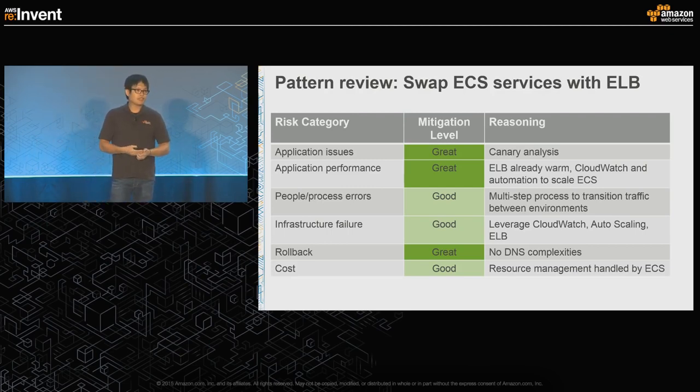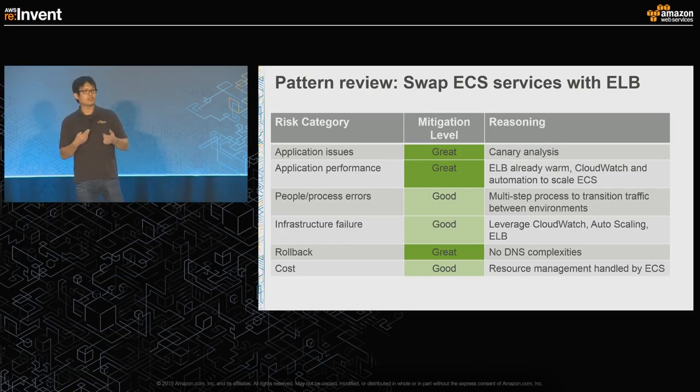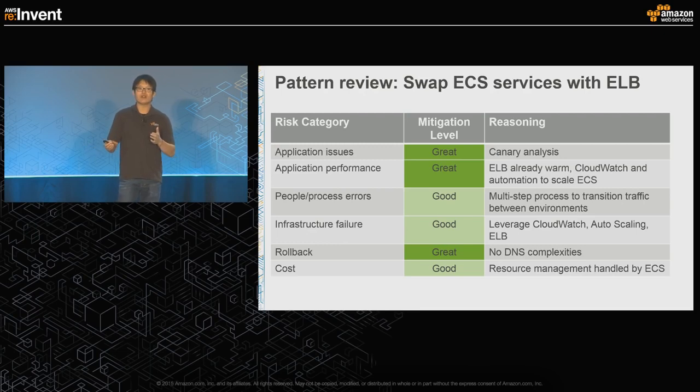From a process perspective, it does involve a few more steps because you have to scale up and down the green and blue environments. But again, this does give you more granularity in terms of your traffic switch. Infrastructure failure, again, you want to use CloudWatch metrics and auto-scaling groups to manage your ECS fleet. And the rollback, since we're not dealing with DNS and we're letting ELB essentially take over, it's very convenient, and the rollback capabilities definitely excel compared to the last pattern.